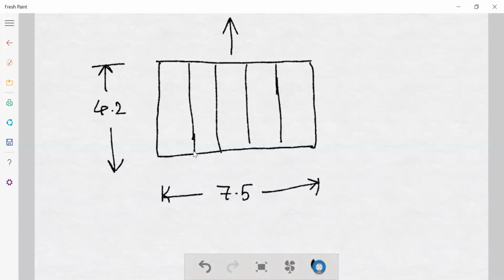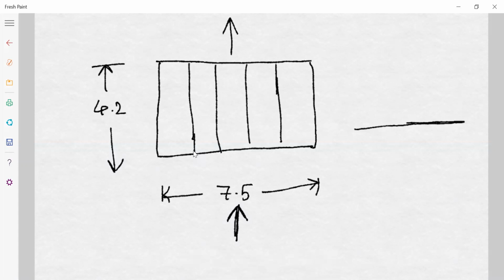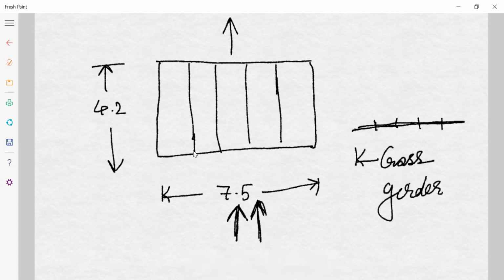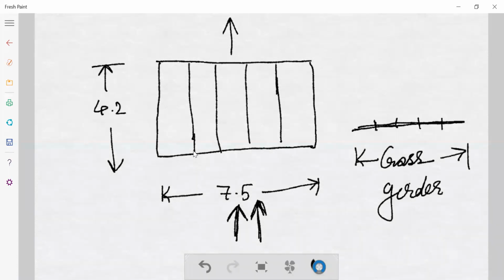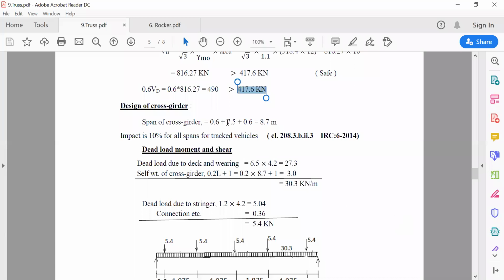So if I look from this side, then whatever you will see, suppose that you are looking from this side, then this you will see, isn't it? The stringer beams will be placed like this. Okay, so this is the cross girder. That's why if you see here, the length is 8.7, isn't it?